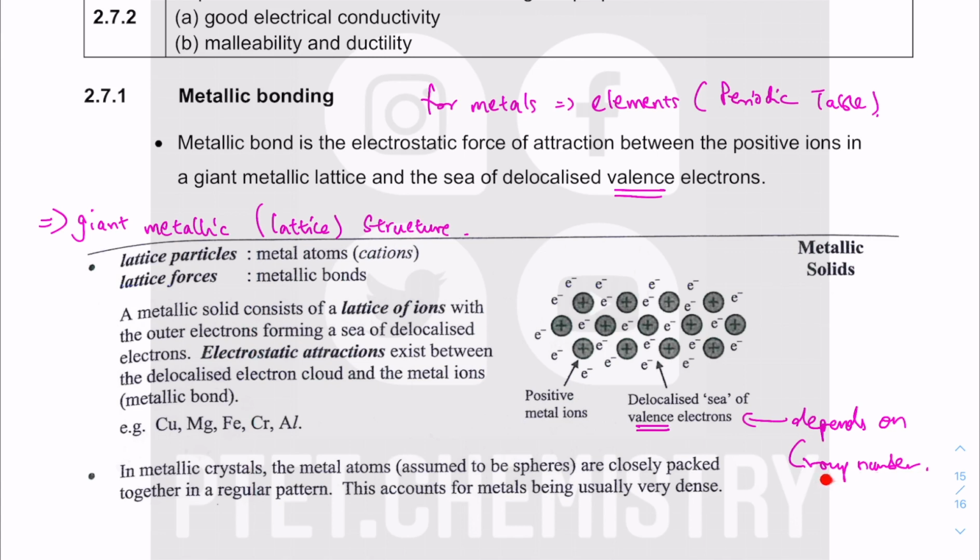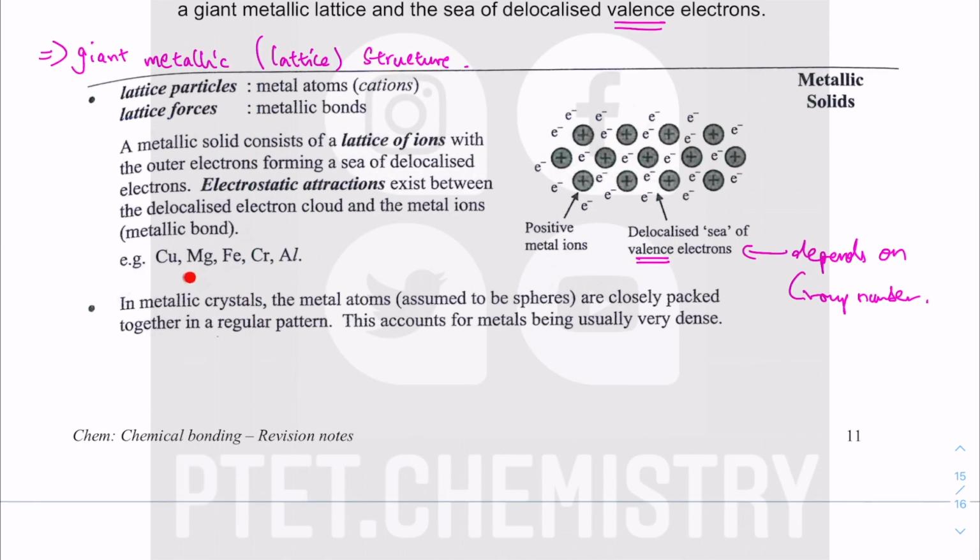The group number is given in the periodic table as the Roman numeral right above each group, which is the vertical column. You get a positive metal ion as a result of shedding away or delocalizing away your valence electrons. Here are some very common examples: copper, the symbol is Cu, magnesium is Mg, iron is Fe, chromium is Cr, aluminium is Al.